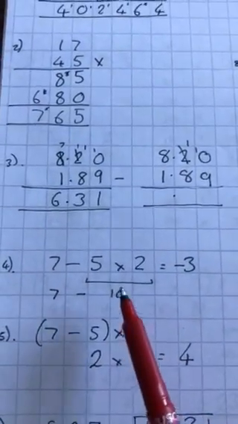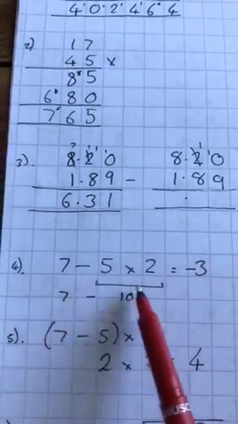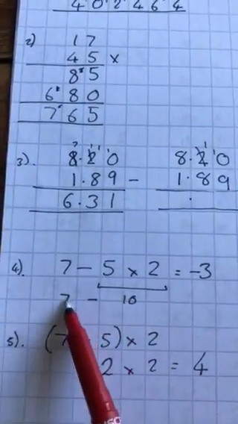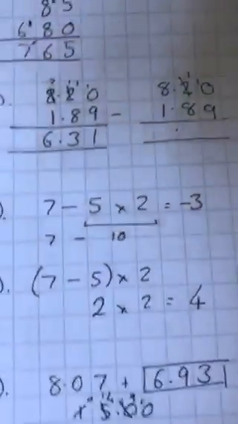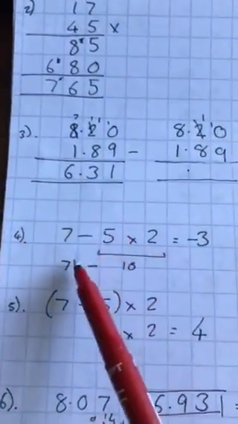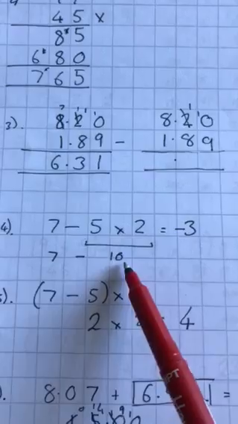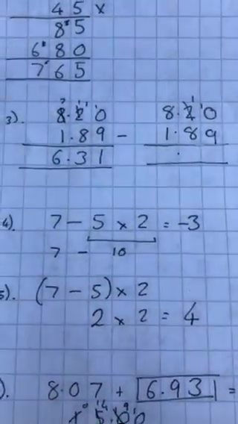On here, remember order of operations, so we need to multiply before we subtract. So 5 lots of 2 is 10. 7 subtract 10, don't be afraid of a negative number. Imagine, I think temperature is always a good way to think of it. So it was 7 degrees, it reduced by 10 degrees, so it's now minus 3 degrees Celsius.